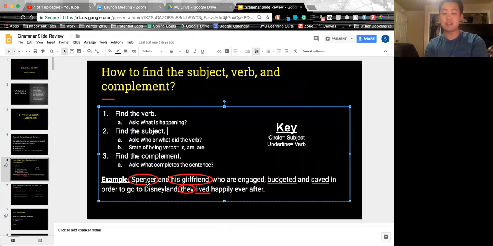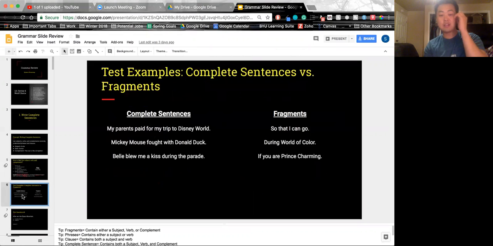And then last is to find the complement. This one kind of gets constricted because you could say everything else is the complement, which is correct. Whatever finishes the sentence is the complement: they lived happily ever after, and also in order to go to Disneyland. If you can find those three things in a sentence, you could be well on your way to finding which is a complete sentence versus which is a fragment, which is what you'll be tested on.